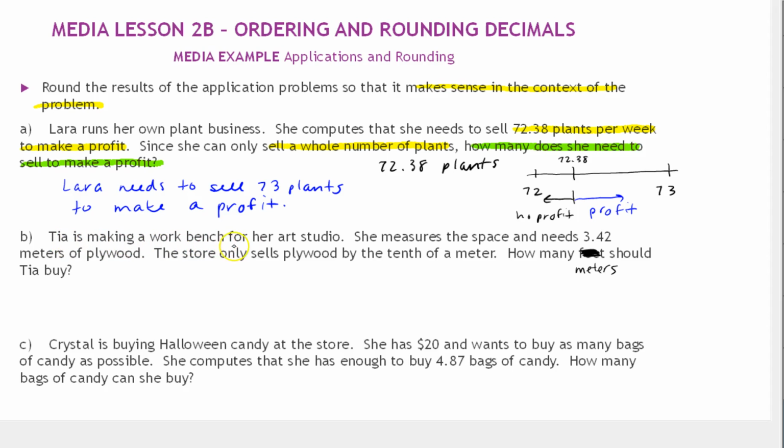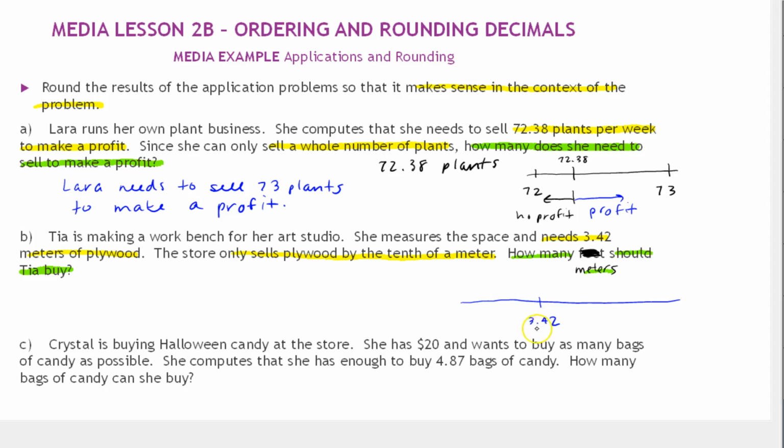Tia is making a workbench for her art studio. She measures the space and needs 3.42 meters of plywood. The store only sells plywood by the 1/10 of a meter. And here's our question. I'm going to highlight this in green. How many meters should Tia buy? So let's draw a little picture of this. She needs 3.42 meters, okay? But the store only sells it by the 1/10 of a meter.